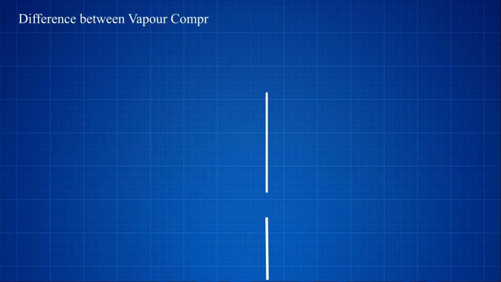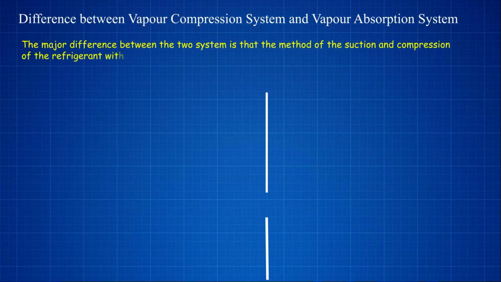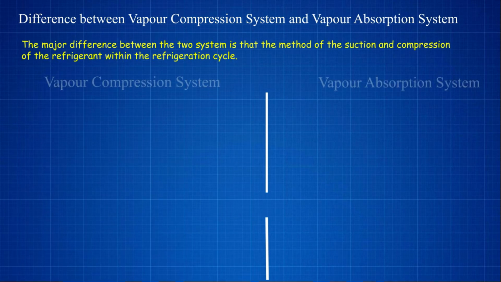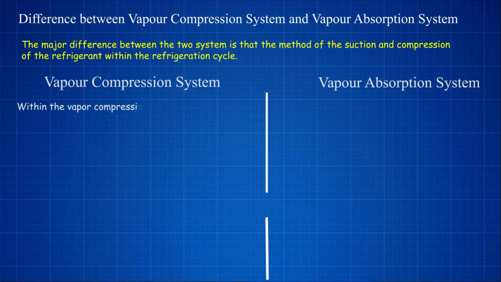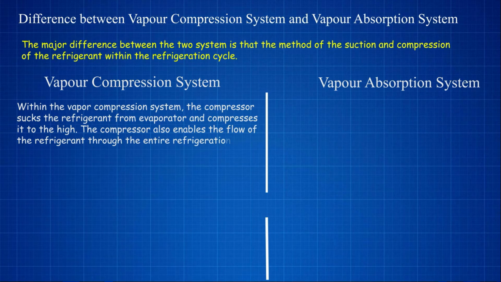Difference between vapor compression system and vapor absorption system. The major difference between the two systems is the method of the suction and compression of the refrigerant within the refrigeration cycle. Within the vapor compression system, the compressor sucks the refrigerant from the evaporator and compresses it to the high. The compressor also enables the flow of the refrigerant through the entire refrigeration cycle.